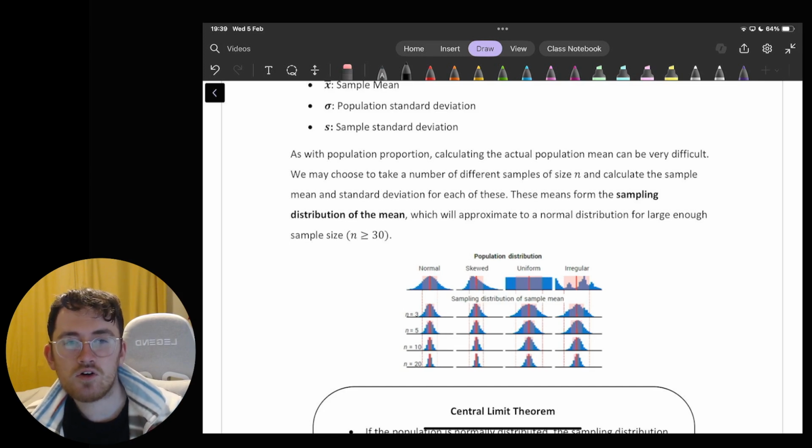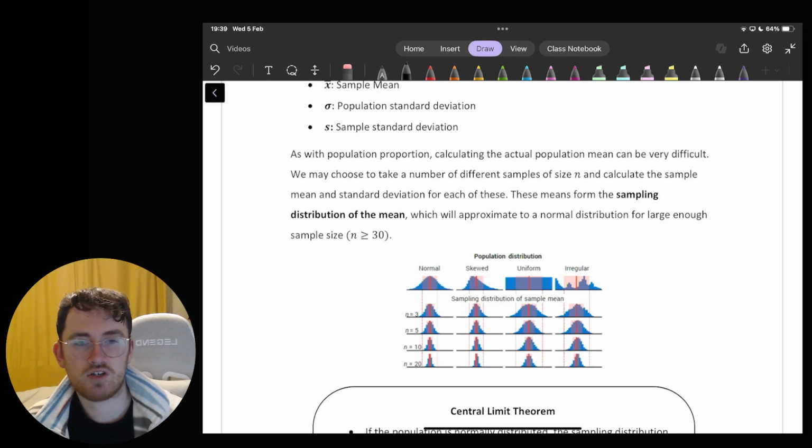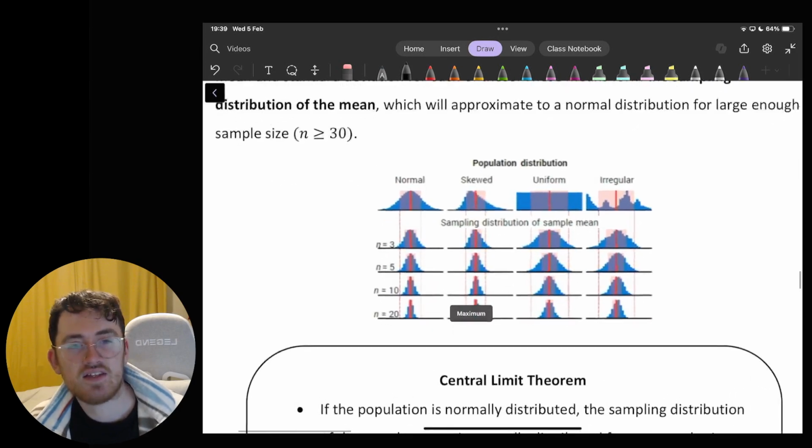Okay, this will form what we call the sampling distribution of the mean. So you're basically taking all these values and representing them in that histogram idea, putting in how many times each of my sample means appears and getting some sort of representation for that. And these will approximate a normal distribution if the sample size is large enough. That's what's important here: the sample size must be large enough for this to approximate a normal distribution. You can see the example in the little diagram here.